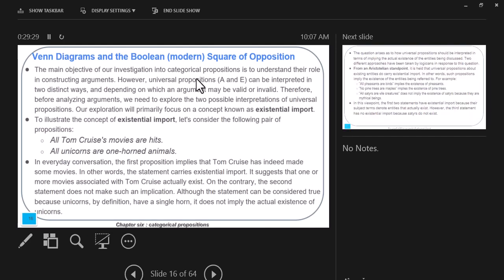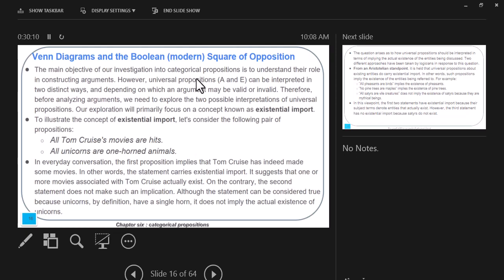How to represent them Venn diagrammatically. The main objective of our investigation in this particular section is to understand the role in constructing argument. However, universal proposition A and E can be interpreted in two distinct ways, right? In representing the four standard form categorical propositions, we need to pay particular attention more specifically to A and E propositions because they have been translated into different approaches. The first approach is the Aristotelian approach, and the second approach is the Boolean or modern approach. And we need to take into consideration whether the two approaches are carefully considered, right?